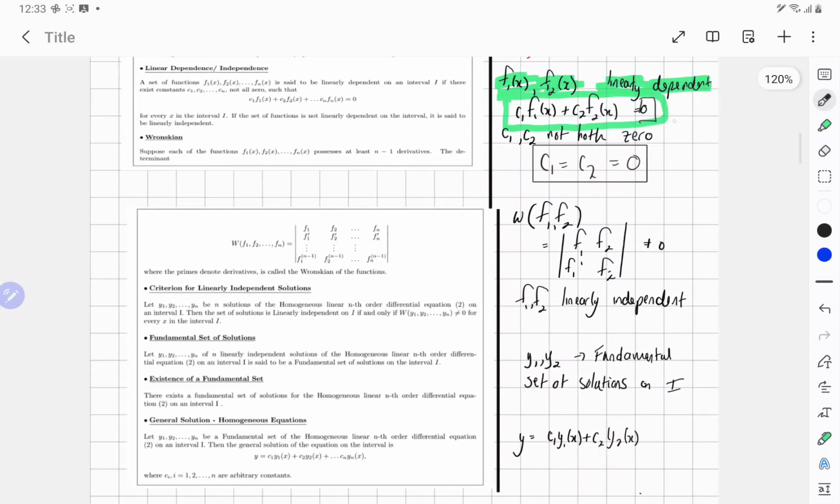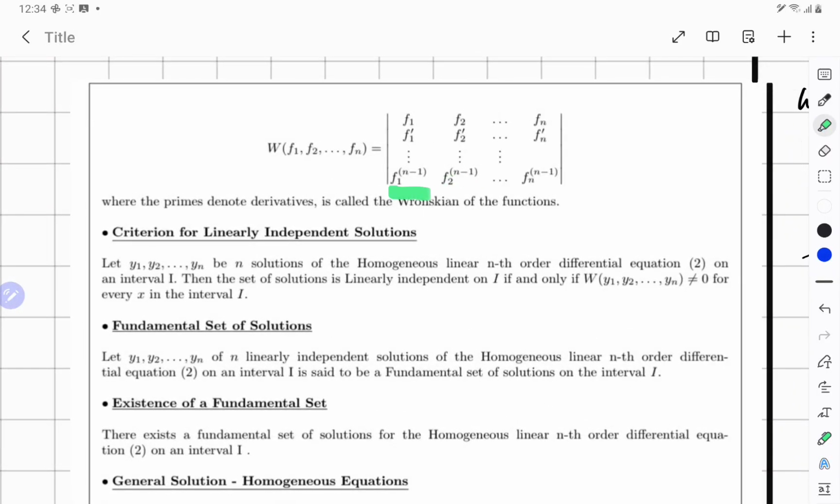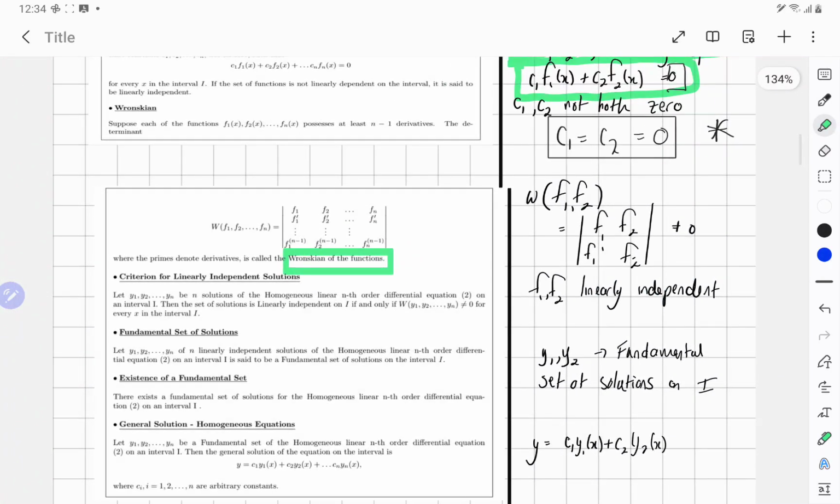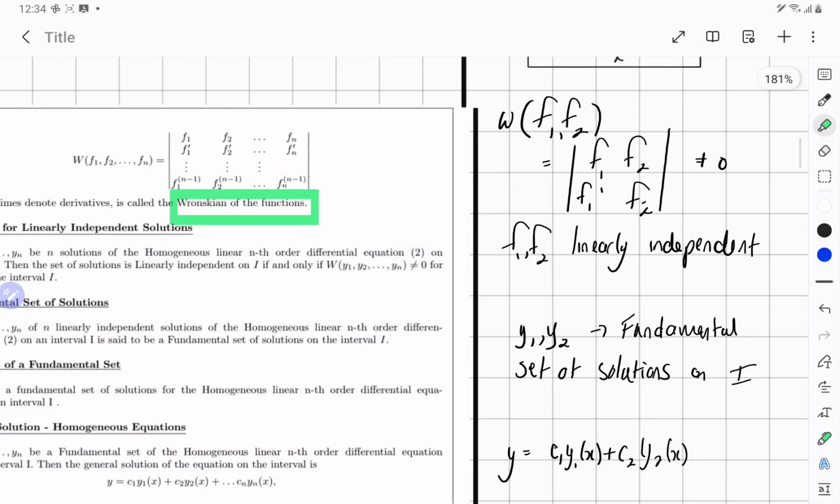Now, how do we check? Because this can be quite difficult to check this way. So we have a specific function we call the Wronskian of functions. If we do the Wronskian for a second order, we will do a 2 by 2 determinant. And I hope you are all familiar with your determinants. So we'll do a 2 by 2 determinant.